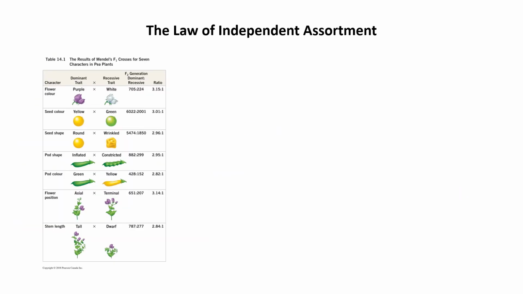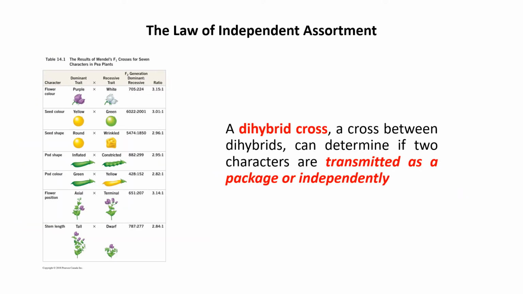And why is this important? Because as we will show in the following classes, some traits are transmitted linked, or in a package, or together, while other ones are transmitted independently. So suppose that we talk about how those traits are in genes, and if those traits are very far from each other, in different chromosomes or in different parts of the chromosome that are very far apart, they can assort independently.